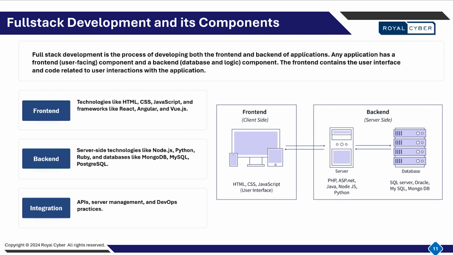Technologies commonly used in front-end development include HTML for structuring the content, CSS for styling the layout, and JavaScript for adding interactivity. Additionally, modern frameworks like React, Angular, and Vue.js help developers build dynamic, responsive user interfaces more efficiently.